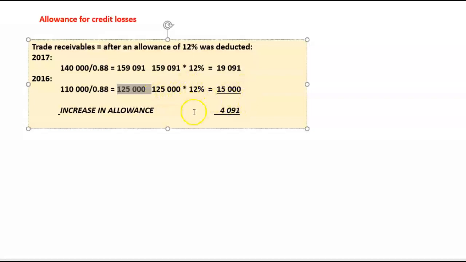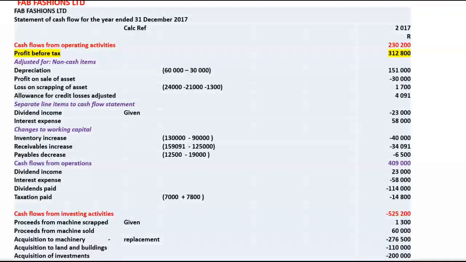So it means that my allowance account must have increased from 15,000 to 19,091 in the current year. So there was an expense in our income statement of 4,091, which does not represent cash flow. So that 4,091 was an expense. It reduced our profit before tax, so therefore I'm going to add it back. Allowance for credit losses.